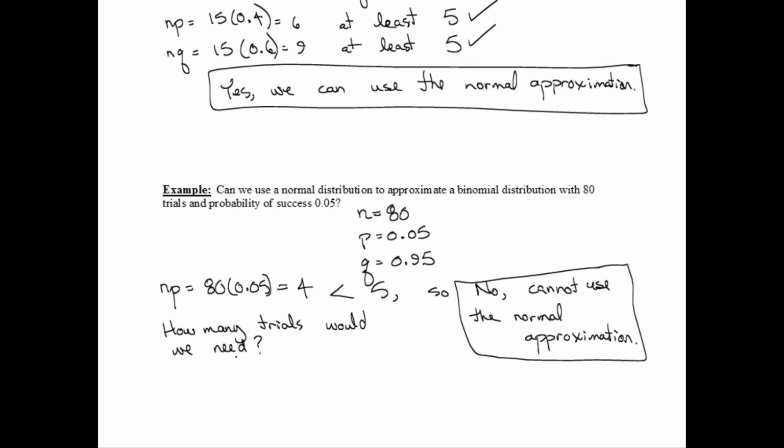Okay, in this case we want our np to be at least 5. So we don't know n, but our p is 0.05. This is smaller of the two, p and q. Divide both sides by 0.05. And so this gives you 100. So you would need at least 100 trials in order to be able to use the normal approximation to your binomial.